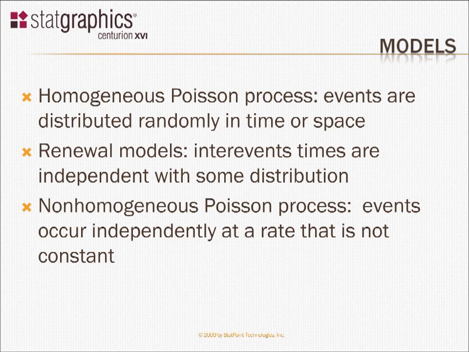The third type of process is called a non-homogeneous Poisson process. In that sort of process, events occur independently, as they do in a Poisson process, except the rate of occurrence of events doesn't stay constant. It may increase or it may decrease over time or space.